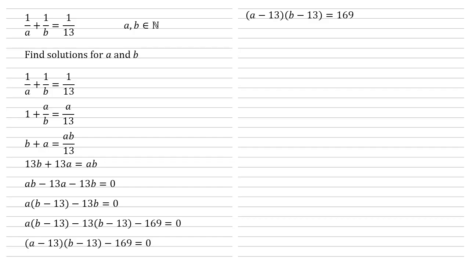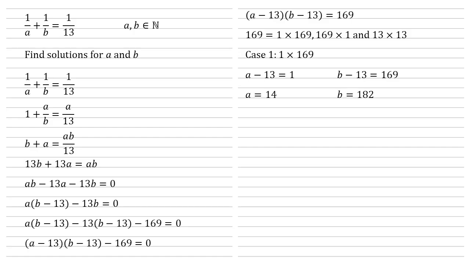169 is an excellent number to work with because there are so few things that will multiply to make it. We've got three cases. It's either going to be 1 times 169, 169 times 1, or 13 times 13. As 13 is its only prime factor, these are the only things that we can split it up into. So let's look at these case by case. So for case 1, 1 times 169, that would mean that a minus 13 must equal 1, and b minus 13 must equal 169, giving us an answer of a equals 14 and b equals 182.